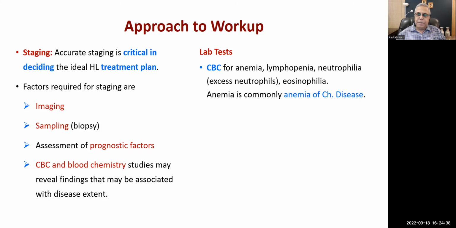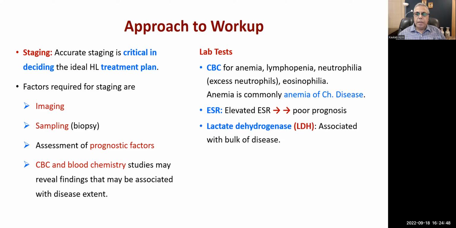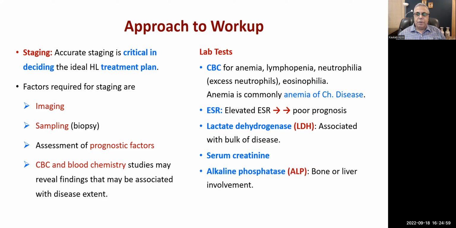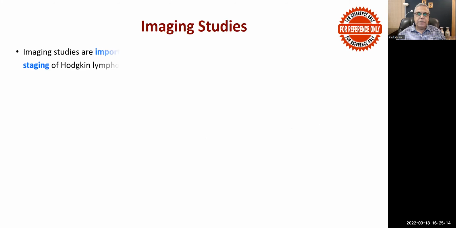Lab tests, CBC is there. ESR is very important. A very high ESR is a poor prognostic factor. Lactate dehydrogenase, now bulk of the disease or the size of the tumor is important. Serum creatinine obviously is indicative of renal function. Alkaline phosphatase, if the bones or the liver are involved, and you have to test for HIV as well. So this is more or less the workup. And then imaging studies.